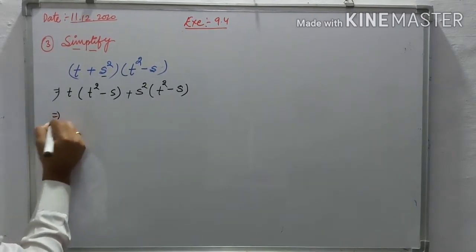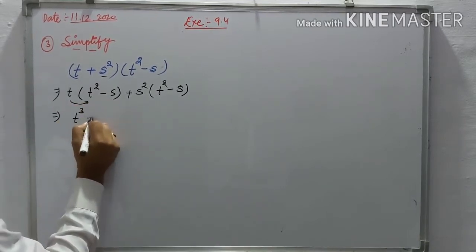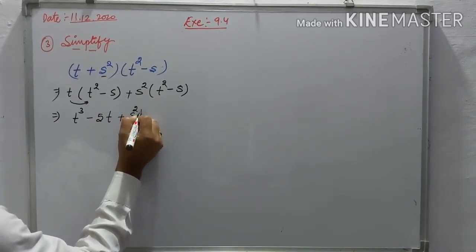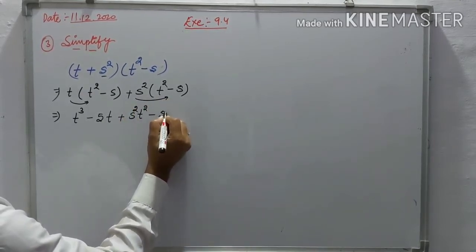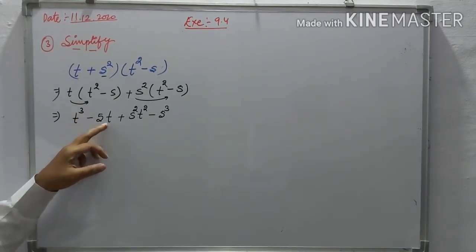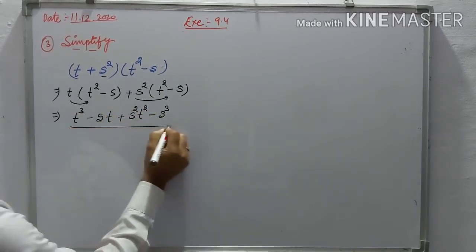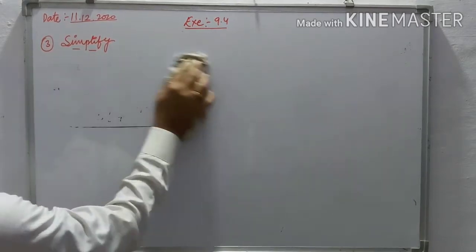Okay, now multiply. t square is t power 3 minus 5t plus s square t square and minus s power 3. Now here is t cube minus 5t plus s square t square minus s cube, the four terms, okay, the four terms are all different terms. Okay, so this is the answer of the given question.